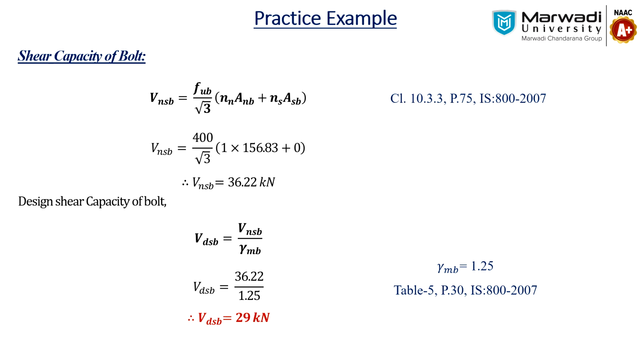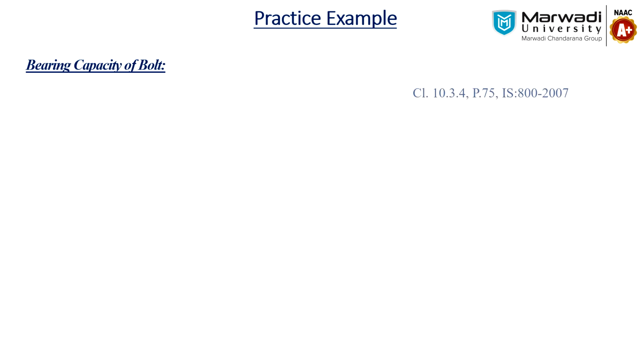Next, we have to find out the bearing capacity. On the same page, in the second column, you can see the nominal bearing capacity equation, which is 2.5 kb d t fu. Here kb is a constant which depends on the grade as well as the spacing of the bolt, d is the diameter, t is the thickness of the plate or section, whichever is minimum, and fu is the ultimate strength of the plate.